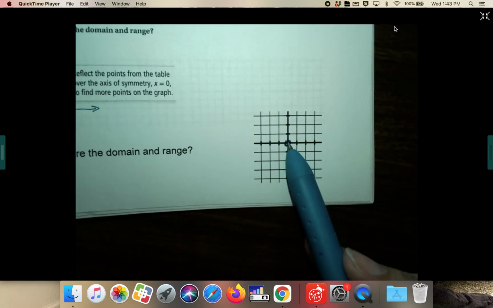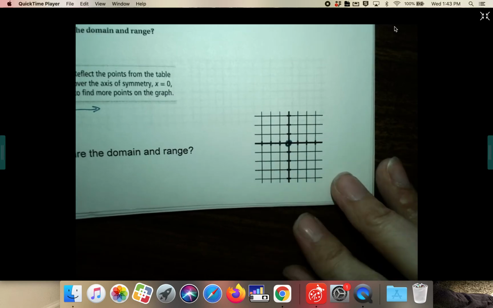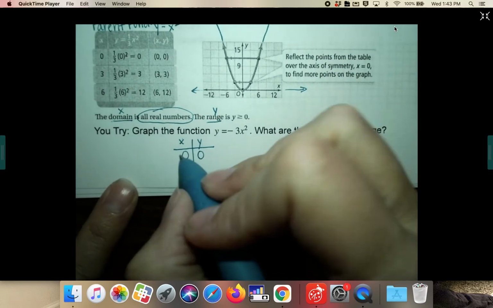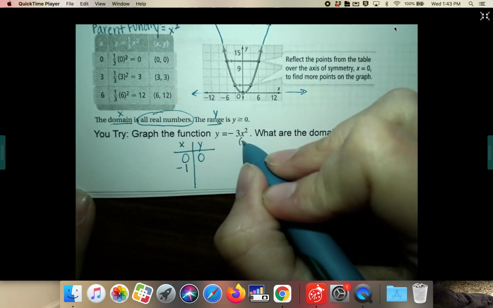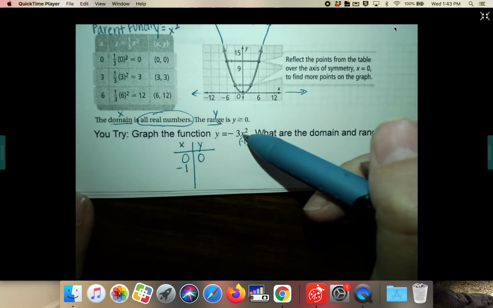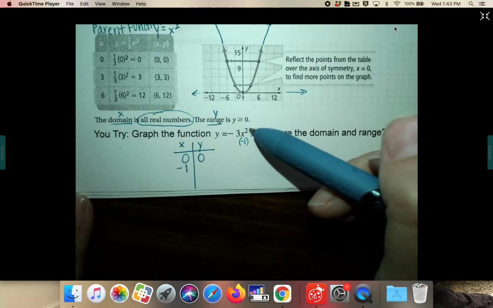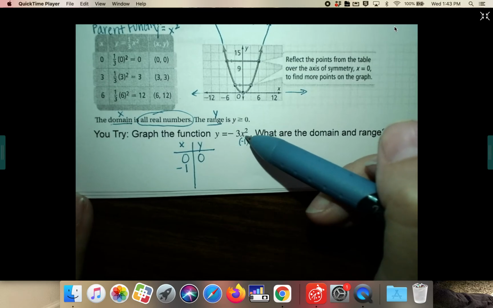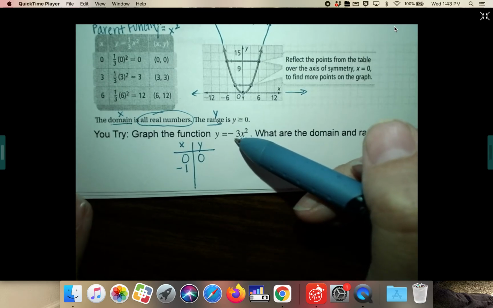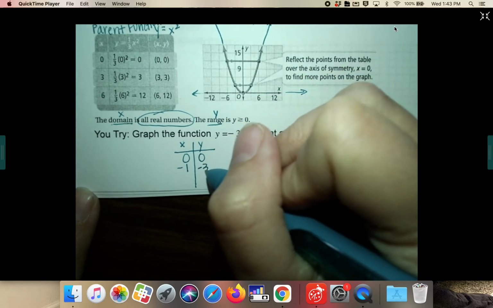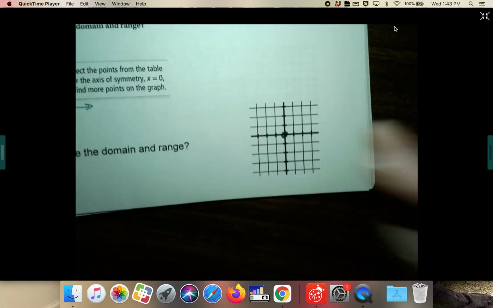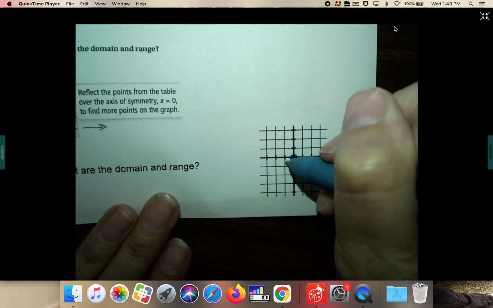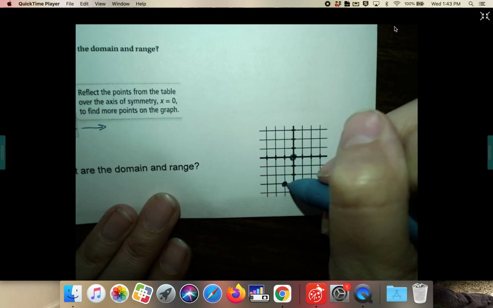Okay, let's pick a negative maybe 1. So -1. When we plug in -1 for x, remember you have to do the order of operations. So what is -1 squared? -1 times -1 is +1. +1 times -3 is -3. So we need a dot at -1, -3. So come over here and put a dot at -1, -3.